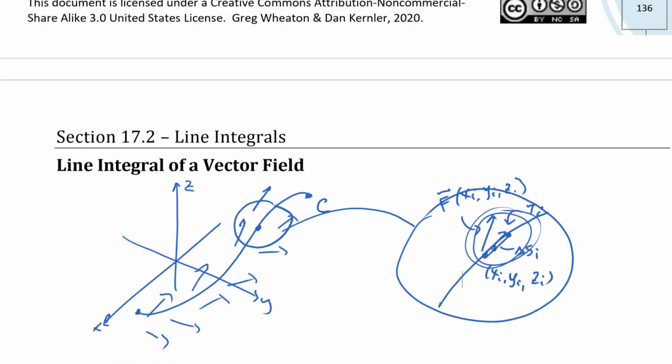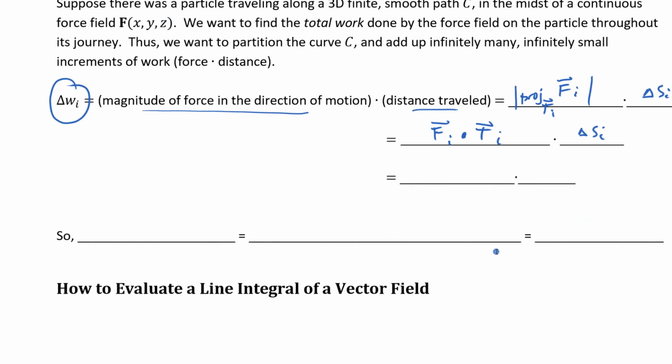So let's take a look at what that would be and broaden this out and try to add all of them up. So the sum of all of those delta W sub i's, the sum of all those works.